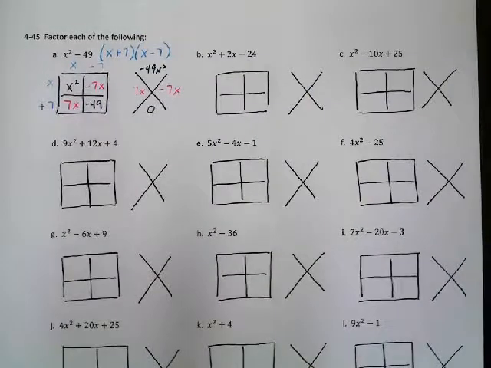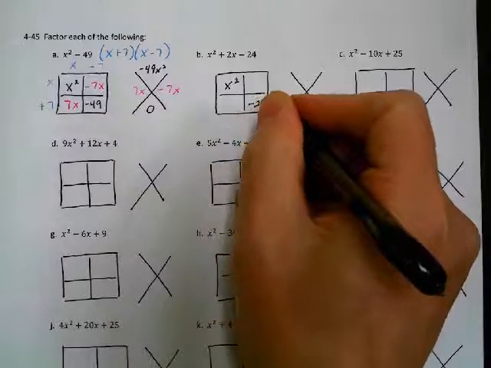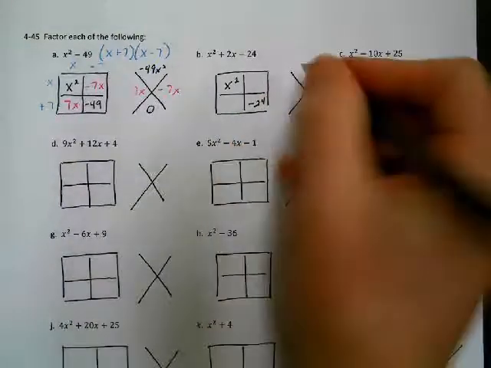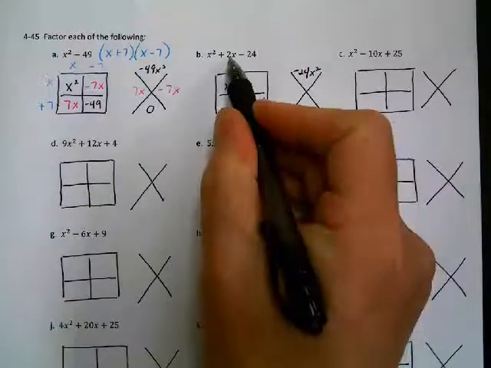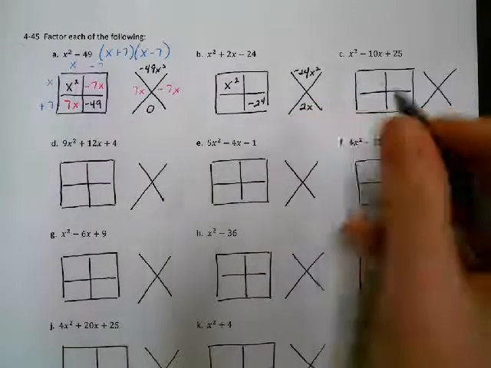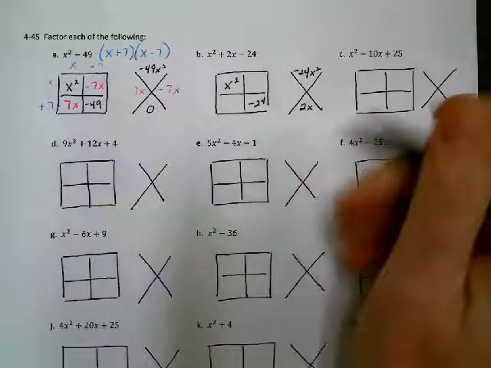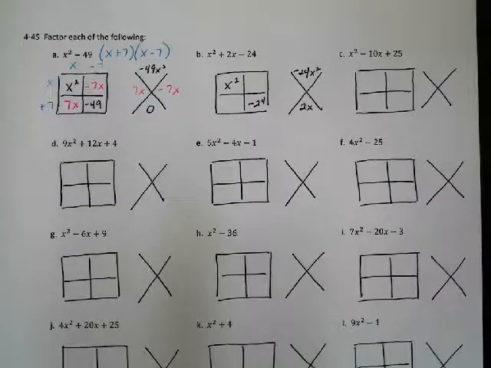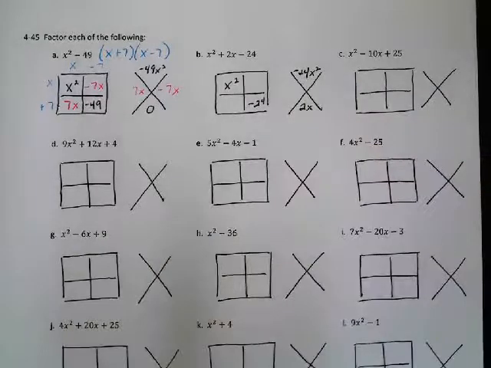All right, next one. I'm going to put the x squared here, the negative 24 here. So multiplying these two together, I get negative 24x squared. And then these two have to add up to 2x. So what multiplies to give me negative 24 and adds to give me 2? Well, one of the numbers has to be positive, one of them has to be negative, because that's the only way I'm going to get negative 24 when I multiply them.